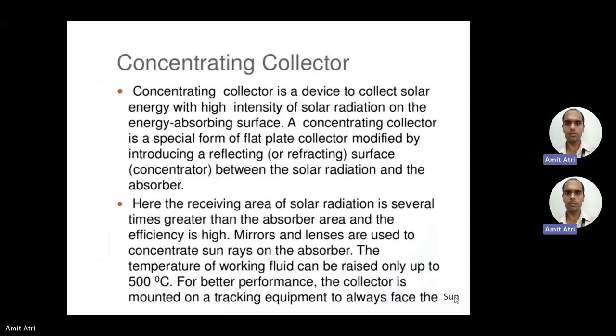Now coming to concentrating collector. A concentrating collector is a device to collect solar energy with high intensity of solar radiation on the energy absorbing surface. So what is the difference between this concentrating collector and the previous flat plate or evacuated tube type collector? So let us see it in the diagram.